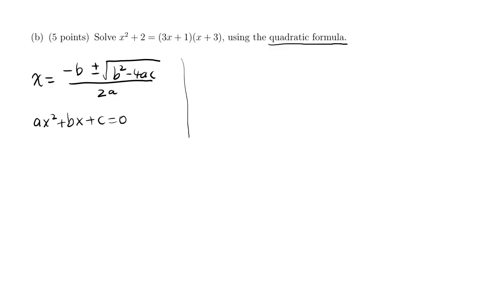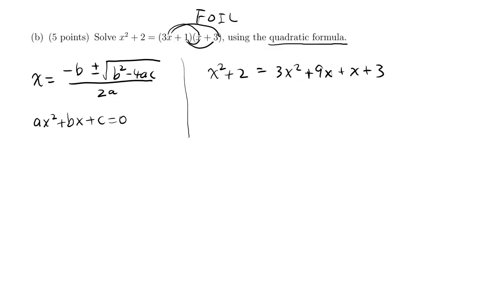So let's do that. x squared plus 2. Let's FOIL this one first. 3x times x is 3x squared. So FOIL is first, outer, inner, last. So first, outer, 3x times 3 is 9x. Inner, 1 times x. And then 1 times 3. Okay. And then you have x squared plus 2. These two can be combined, so you have 3x squared plus 10x plus 3.